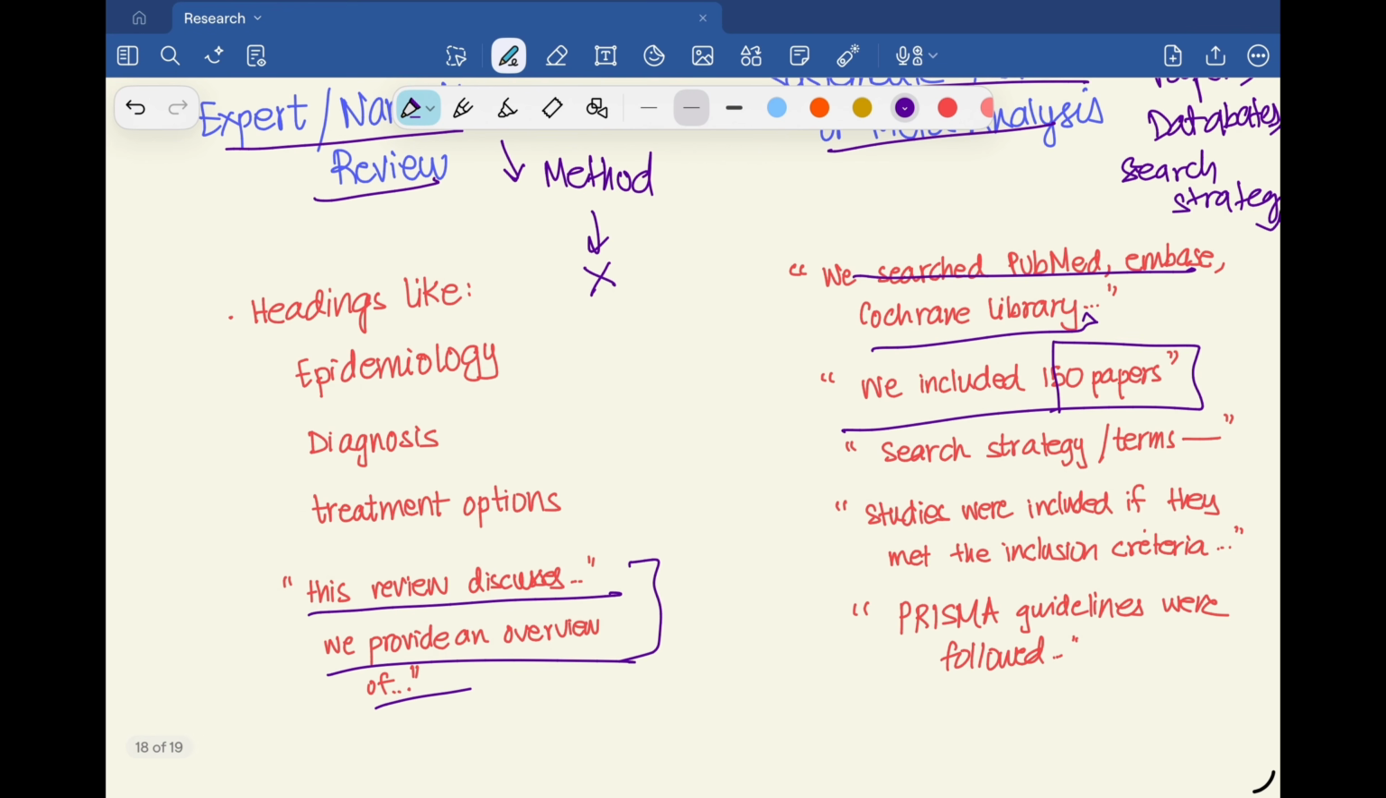And so here, it's databases and search terms. It's high quality and it's synthesized evidence. And there are going to be phrases such as studies were included, PRISMA guidelines were followed. And for systematic review, it's usually the most rigorous and the least biased summary available.